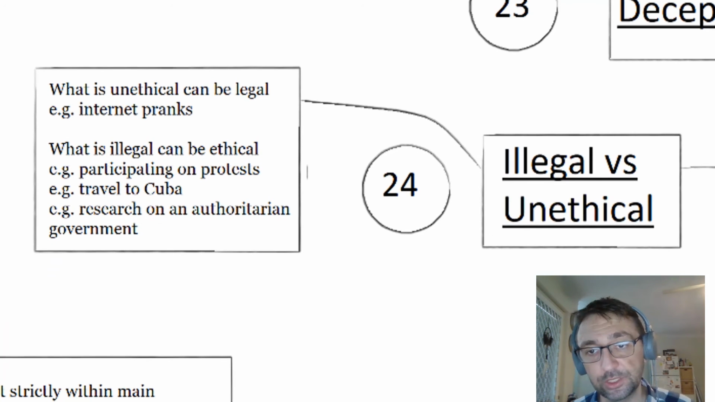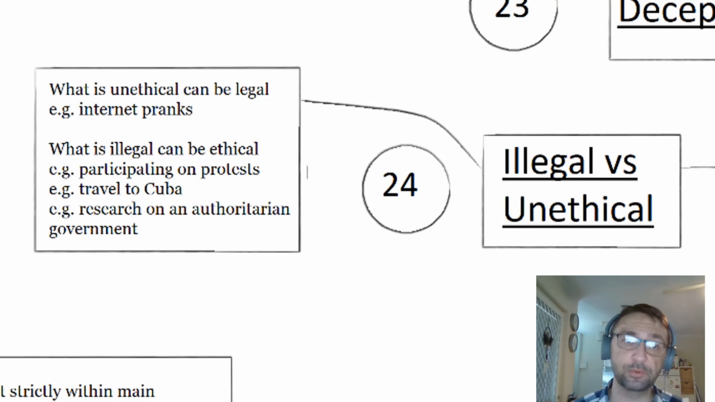Another really crucial concept in dealing with ethics is that what is illegal is not necessarily unethical, and what is unethical is not necessarily illegal. So, for example, what is unethical can be legal. Internet pranks. There are all these YouTube videos you can download and search. They're often called social experiments or such, right? And honestly, they're terrible. You know, they're like people going and pretending to rob someone at an ATM machine, right?